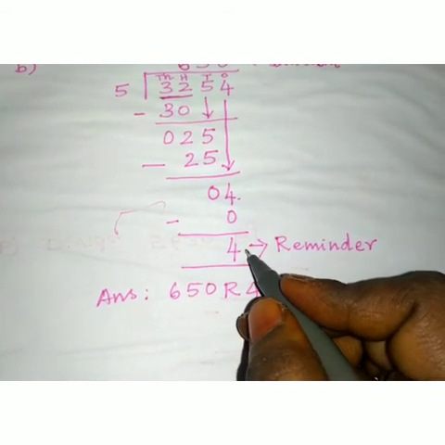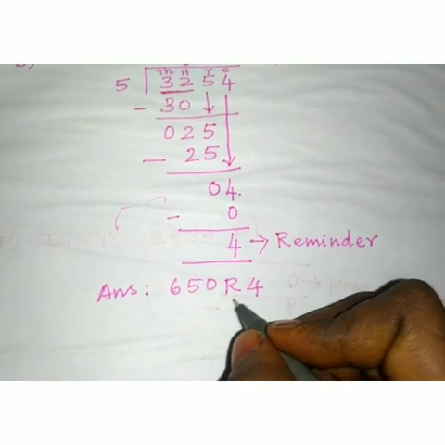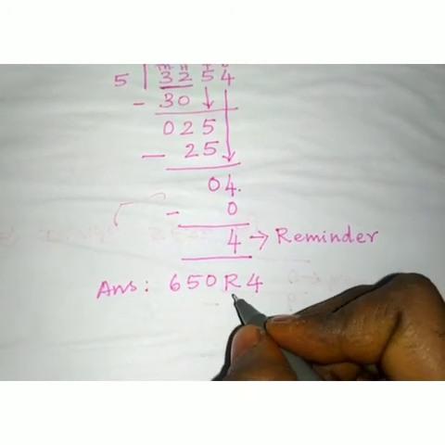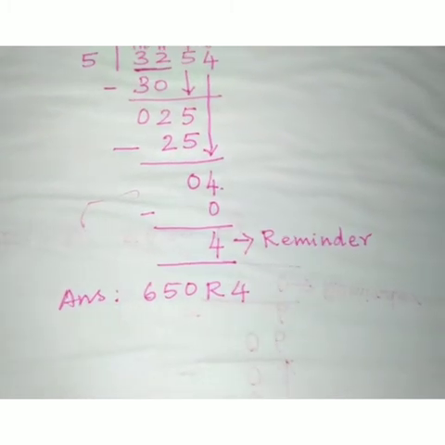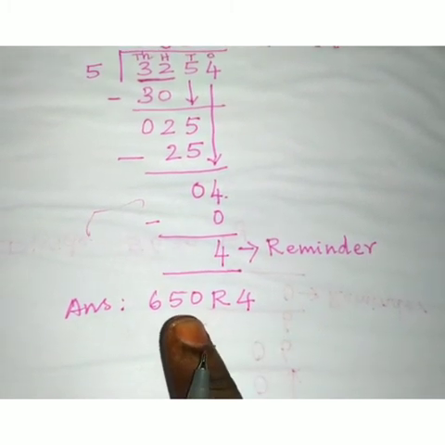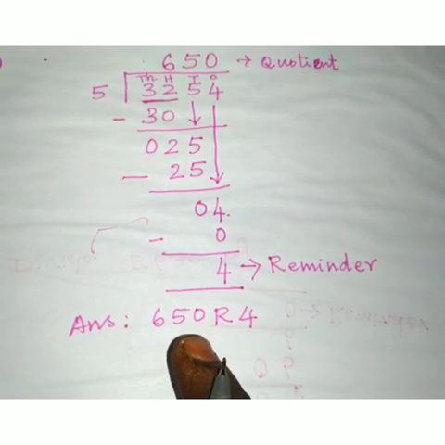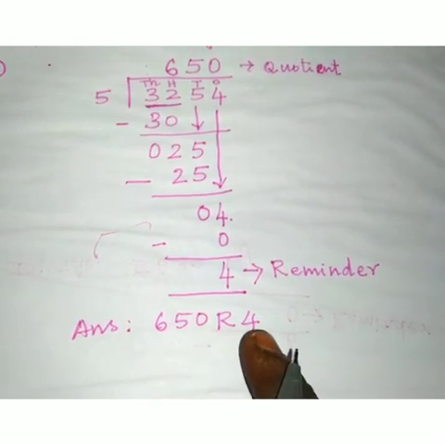Any remainder other than 0, we have to write it as R. R means remainder. Remainder 4. Before R you have to write the quotient. 650 is the answer. Remainder is 4.